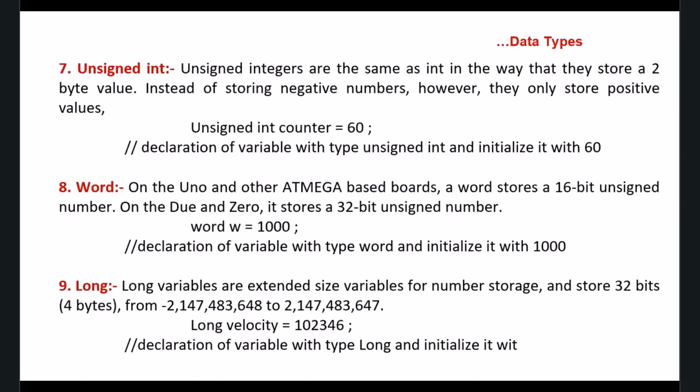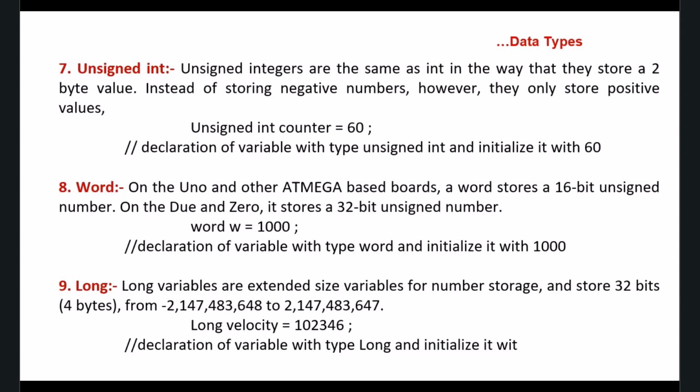The unsigned int. Unsigned integer data type. The unsigned int data type is used. Unsigned integers are the same as int in the way that they store a 2-byte value. Instead of storing negative numbers, however, they can only store positive values. Unsigned int counter = 60. This is the example.